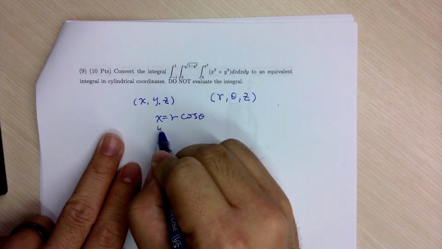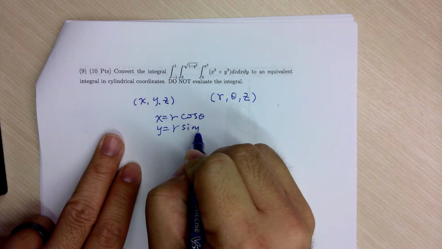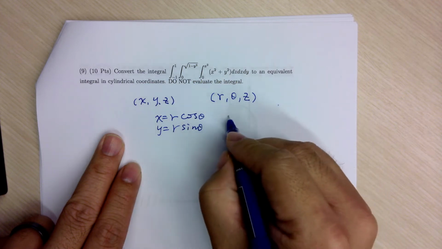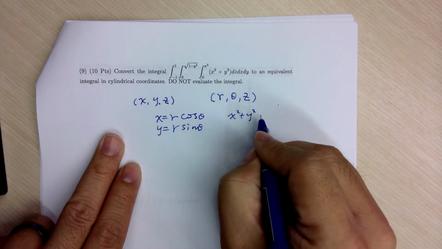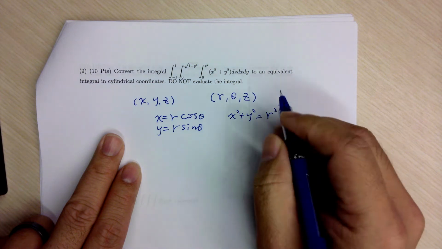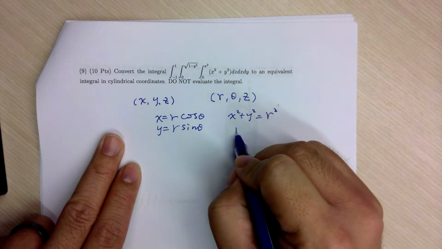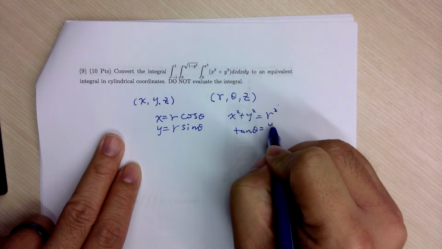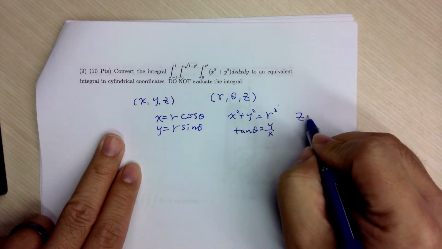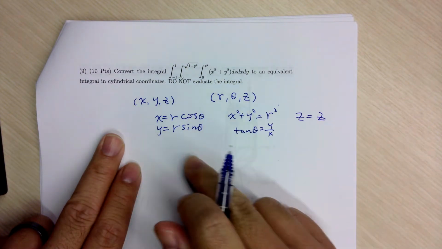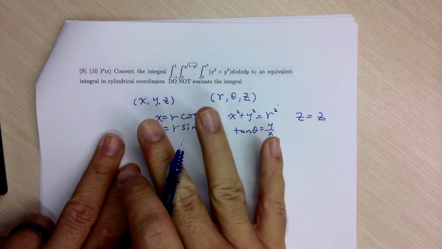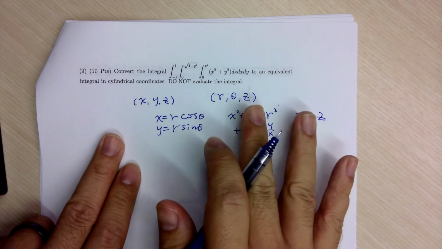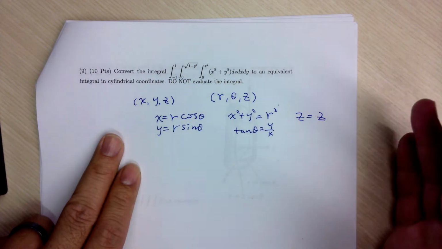So x equals r cosine theta, y equals r sine theta here, and of course x squared plus y squared equals r squared, and tan theta equals y over x, and also z equals z. Okay, so those are the equations that build the bridges between those two coordinates, so you can convert from one to the other, and vice versa.